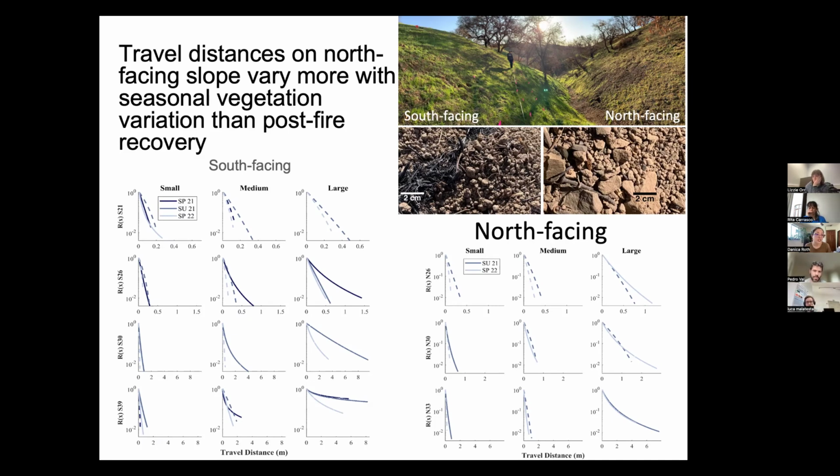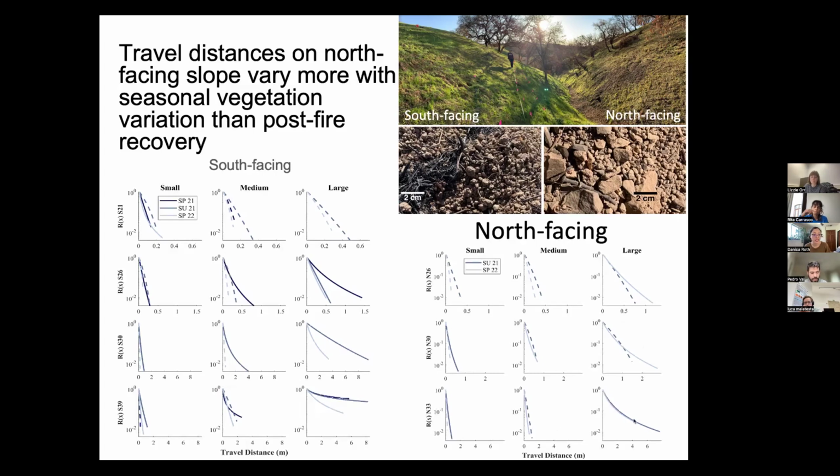First off, these are the best fit lines to the travel distance distributions on the south and north-facing slope, including one site on the south-facing slope that I didn't show. The darker colors here are spring of 2021, going to lighter colors later in time to spring 2022. One thing we notice when we look at these is that we don't see the same clear shift from heavy tails to light tails over time on the north-facing slope.